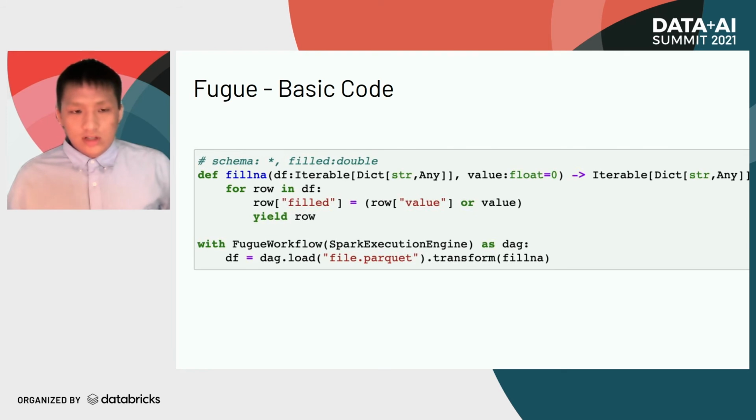And then on the last two lines, we define the Fugue workflow context manager, and we pass in the Spark execution engine. This passing in the Spark execution engine makes our code run on Spark. If we wanted to run it on Pandas, we can pass in the native execution engine. And on the last line, we load a Parquet file and we transform it with this fill_na function. Notice that the content inside the context manager is also not tied to any framework and is agnostic to scale. So the only line that tells us the scale or the execution engine is the Fugue workflow.